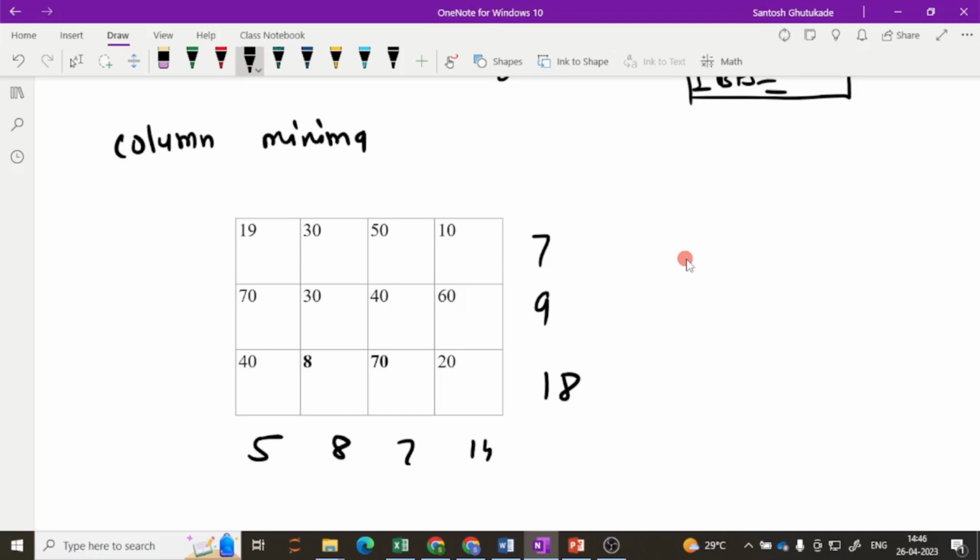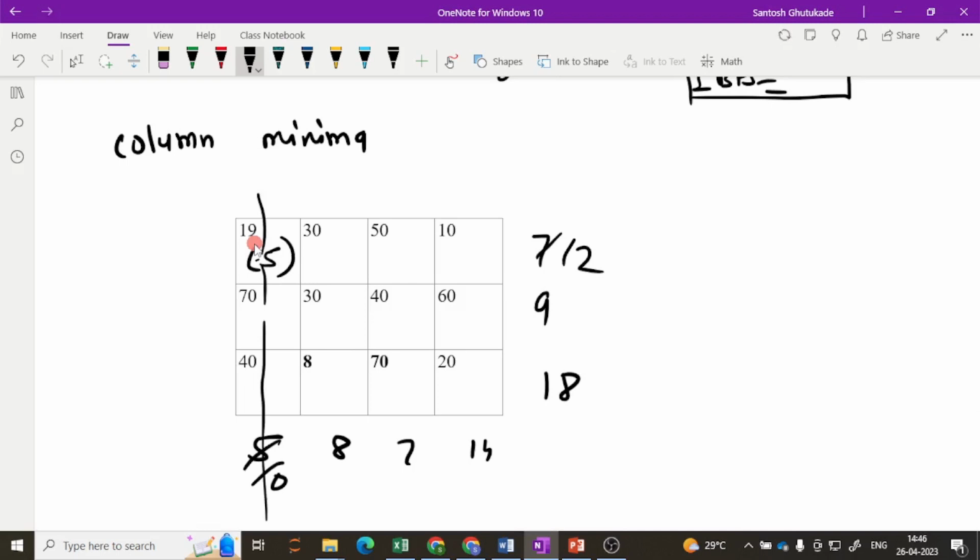So in this case we are looking at the first column. In the first column the minimum value is 19, where supply is 7 and demand is 5, so we will fulfill the demand of 5. Here it becomes 0, and the remaining is 2. Now this becomes 0, so we will cross this column.